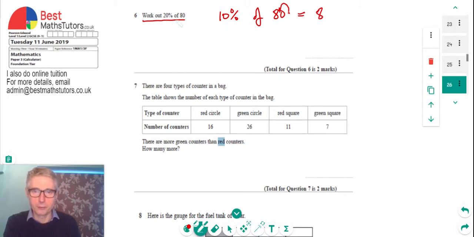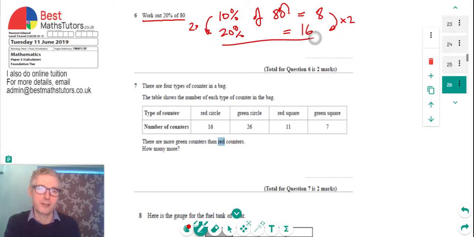And if we're after 20%, 20% is 2 times what 10% is. So we're going to have to do the same to the 8, we have to times that by 2 as well. So 20% is actually 2 8s, which is 16, and that's that.